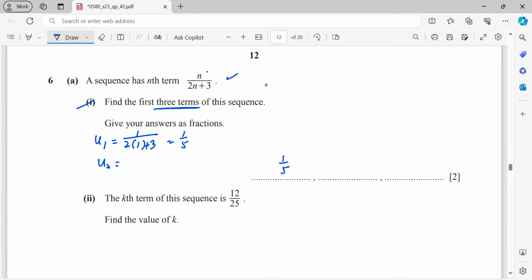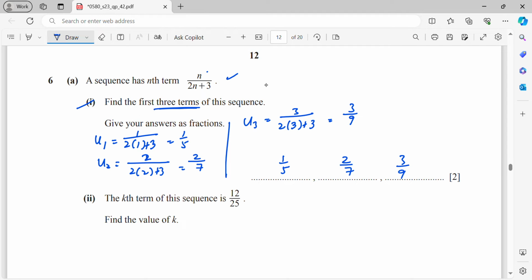Then my second term is u2, which is 2 over 2 brackets 2 plus 3. That means I will be getting 2 over 7. That is my second term. And then my third term is u3. So u3 is 3 over 2 brackets 3 plus 3. Therefore, you will be getting 3 over 9. This 3 over 9 is my third term. Okay, so these are my first three terms of this sequence.